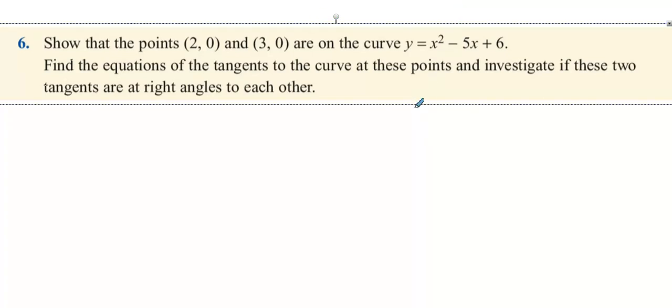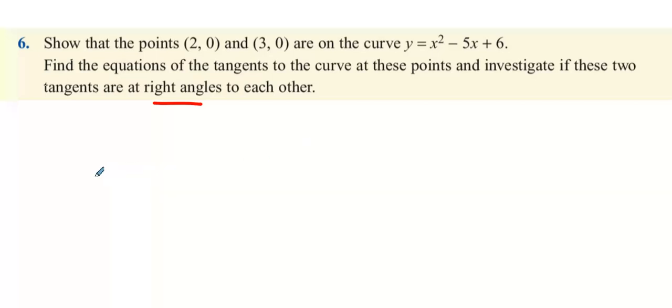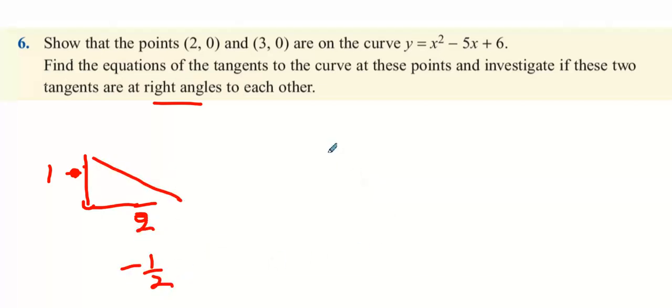Okay, so here's what's going to happen. We just have to remember what right angles means, right? If you have a slope of -1/2, which is 1 down and 2 across, a slope of -1/2 would roughly look like this. A slope that's perpendicular to that hits it at a right angle.